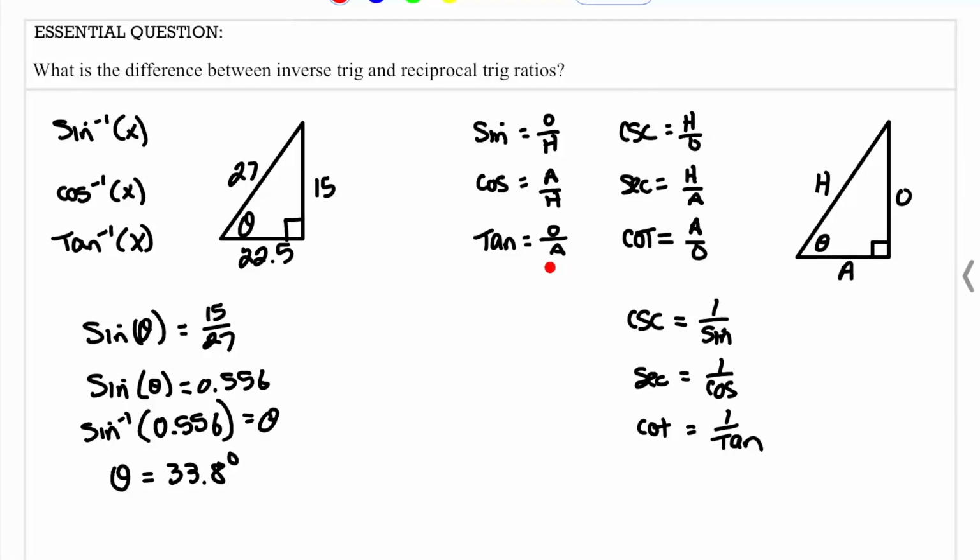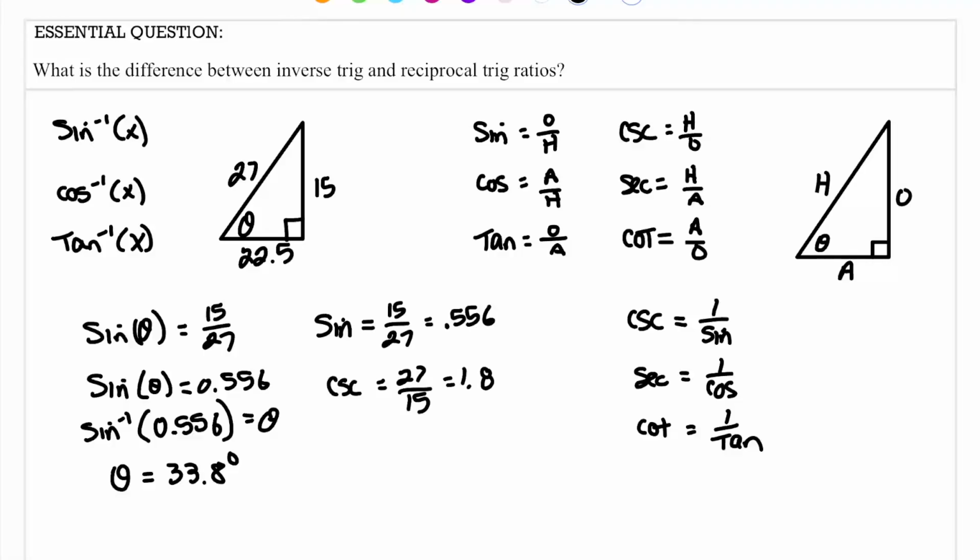And so now we've used the ratio that we know to find the angle that's missing. Whereas with reciprocal, it's flipping it. Let's take a look at the reciprocal now. So for this one, sine was 15 over 27. That was opposite over hypotenuse, and that was the 0.556. So we could do cosecant then, would be 27 over 15, which gives us 1.8. So that just flips the ratio.